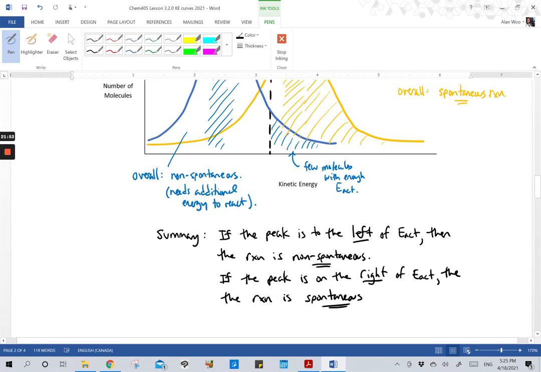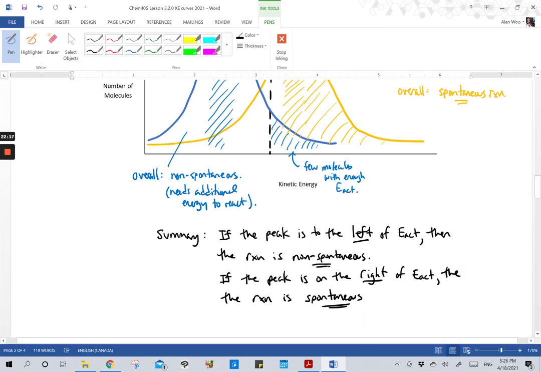Okay, so that seems pretty simple enough. So always look at your KE curve. If the peak appears on the left, you have a non-spontaneous reaction because most of those molecules do not have enough activation energy. But if the peak is over to the right of the activation energy threshold, then most of those molecules do have enough activation energy to react on its own.